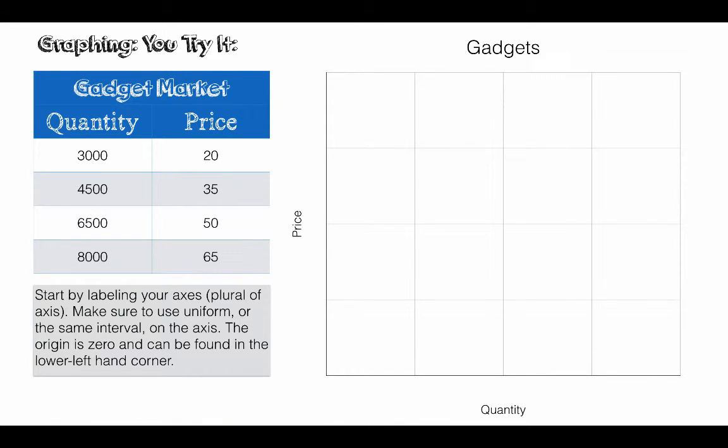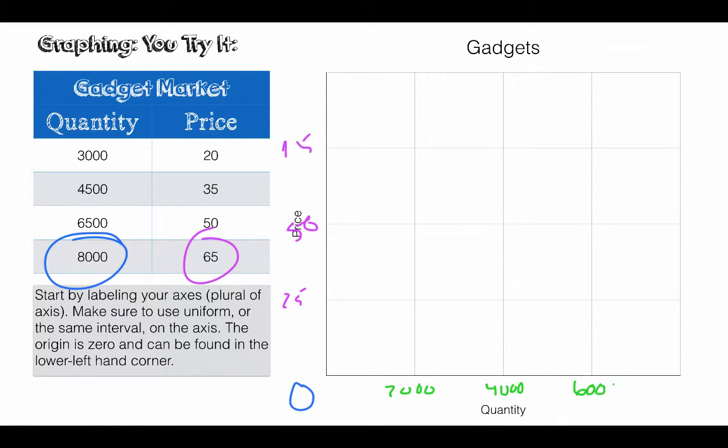All right, so moving forward, here's one graph that we're going to do together real quick. I'm going to start by labeling my origin right here, and then label my sides. My highest price is $65 and my highest quantity is 8,000. Price-wise, I'm going to count up by 25, 50, 75. Then over here, let's do 2,000, so 4,000, 6,000, and 8,000.